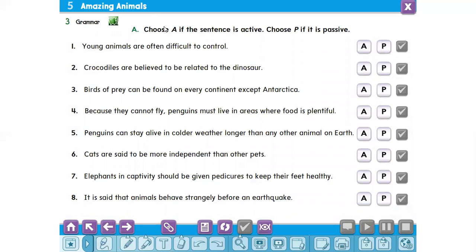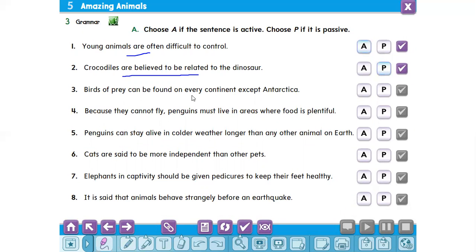Let's answer exercise A. Choose A if the sentence is active. Choose B if it's passive. Pay attention to the verb and you will know if it's active or passive. Number 1, young animals are often difficult to control. What is the verb here? Very good, are. So it's active. Number 2, crocodiles are believed to be related to the dinosaur. The verb here is are believed to be related. So it's passive, very good.